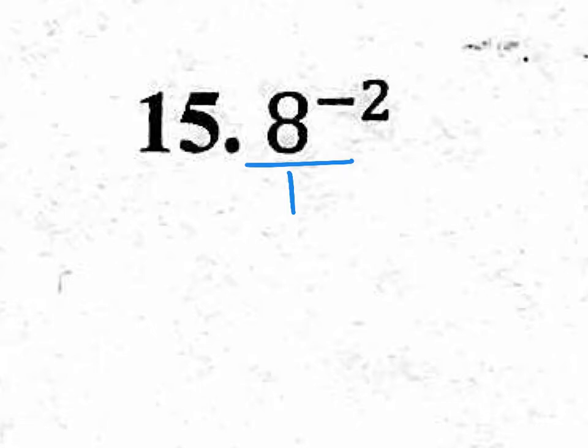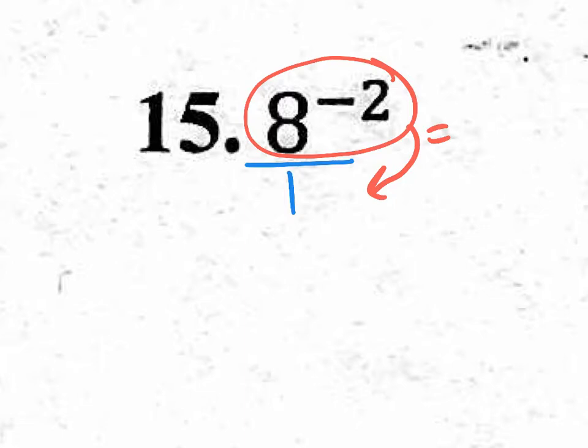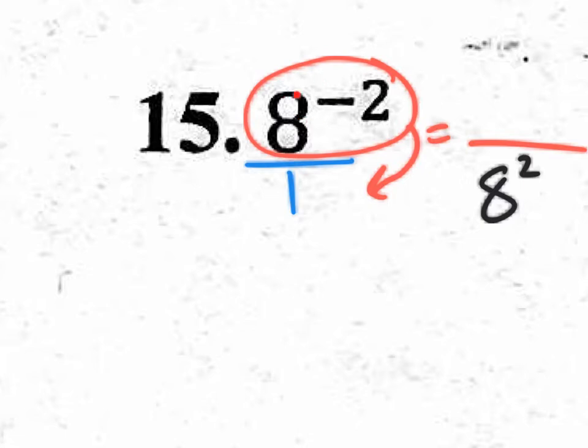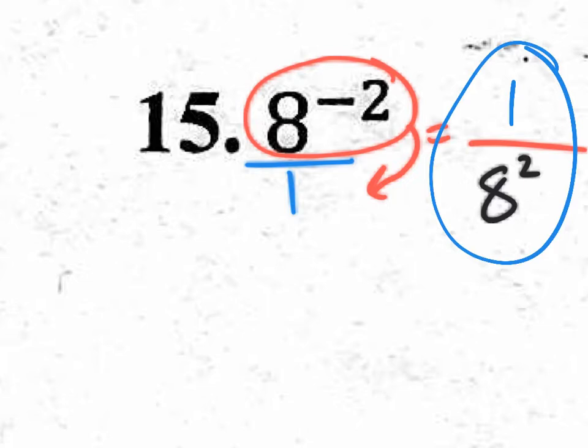Now, it does have a negative exponent, so you could take this whole thing, I like to circle and draw some arrows, and move it to the bottom. So our answer is going to be a fraction with 8 to the positive 2 on the bottom. Remember, when you move it, it becomes positive. Now, since we took this and moved it down, what's left over up on top? 1. There's nothing there, so we have to put a 1 up there. And this is our answer, but what else could we do?